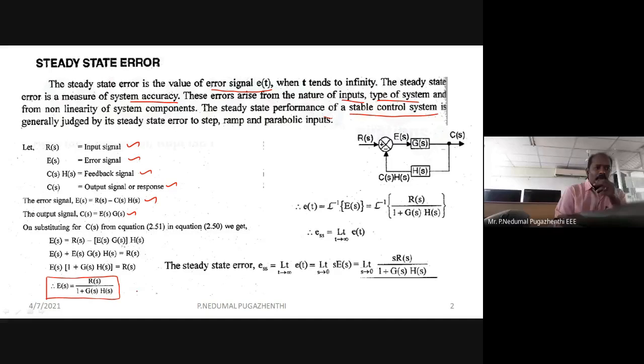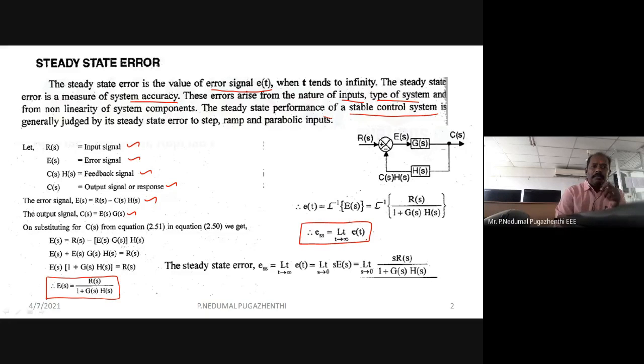And if you want to know what is E of t, you have to take inverse Laplace for that. So if you take the inverse Laplace, L inverse of R of S by 1 plus G of S H of S, this is going to be your E of t. And as I said, what is steady state error? Steady state error is the value of the error E of t as time tends to infinity. So ESS is equal to limit t tends to infinity E of t. This is in time domain.